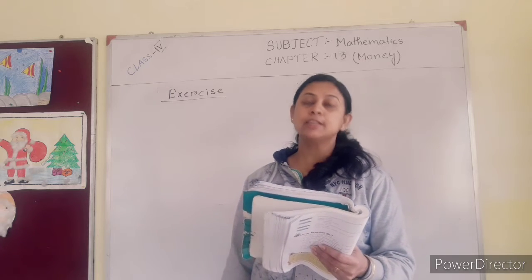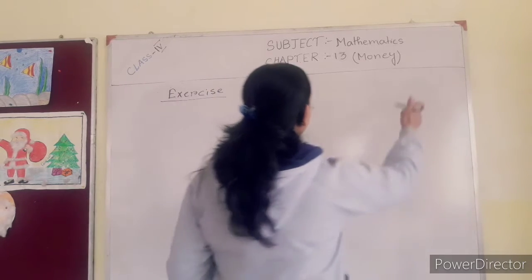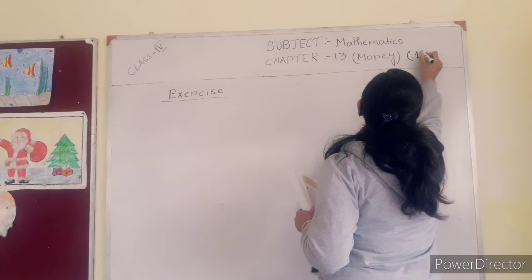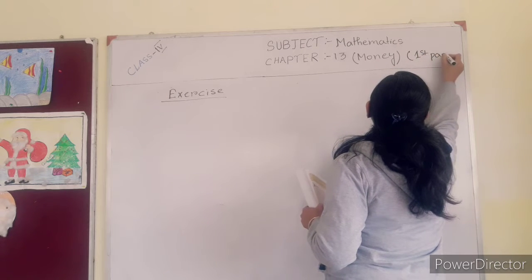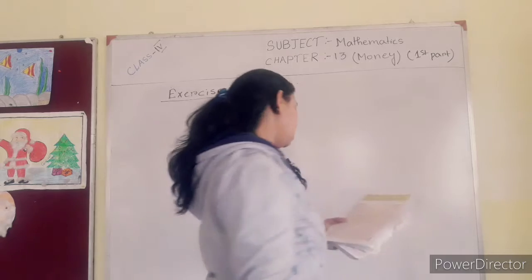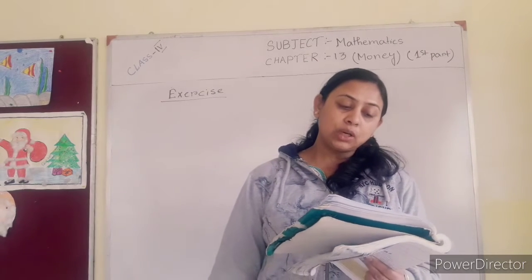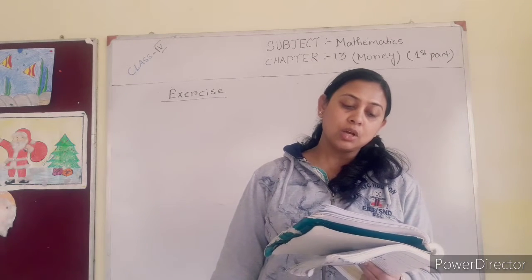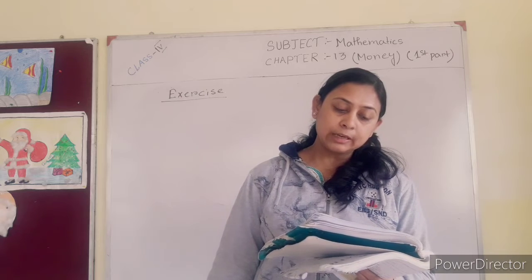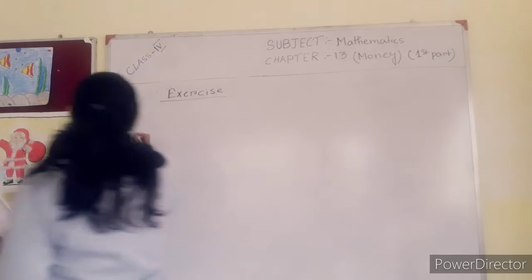I will solve the exercise in two parts. This one is the first part of the exercise. Now add rupees 32,354 and rupees 12,674. Now add this amount.